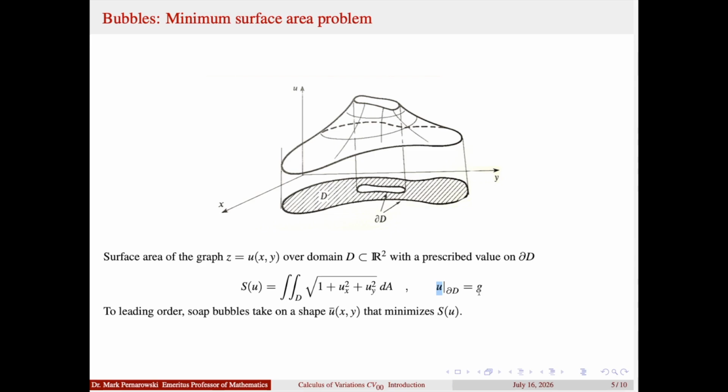So here's a formula. S of u equals a double integral in this case. It's some well-defined integral that if I put a u in, I get an S out. If I put a different u in, I get a different S out. But all of them have to satisfy u equal to g on the boundary. Of all of those, which minimizes this integral, or minimizes surface area? That would be the shape of the bubble.